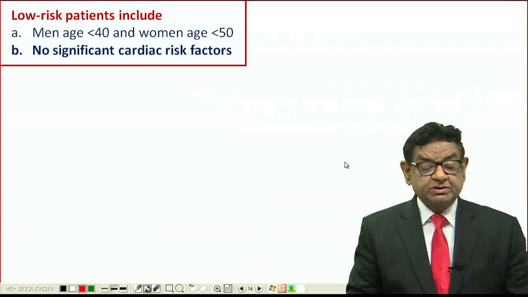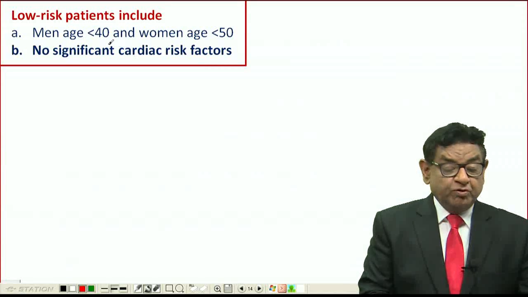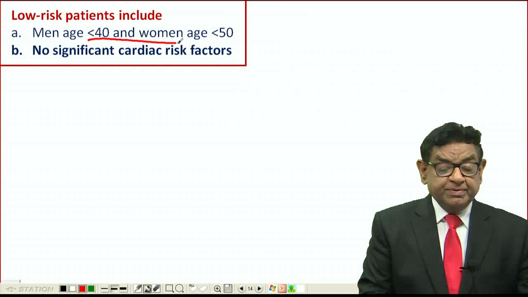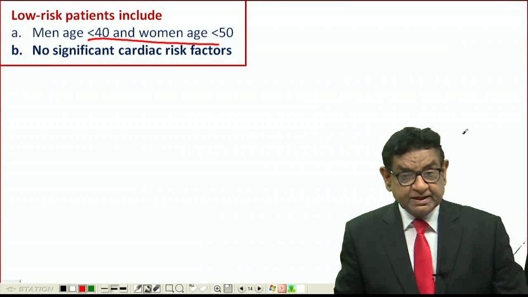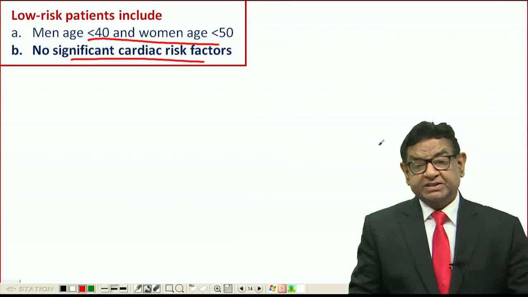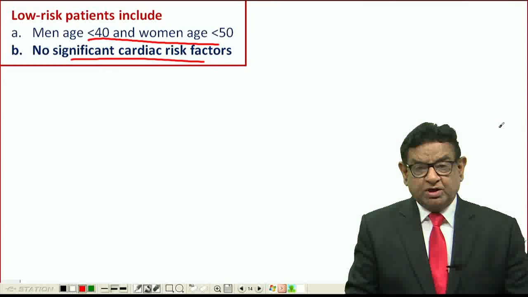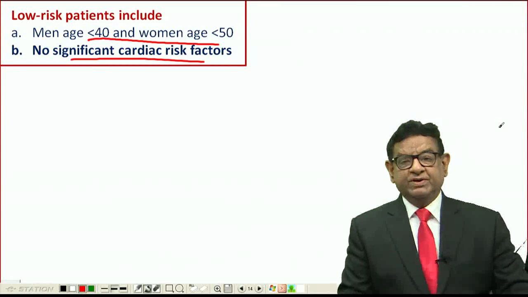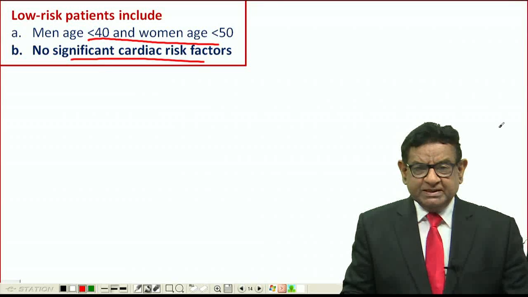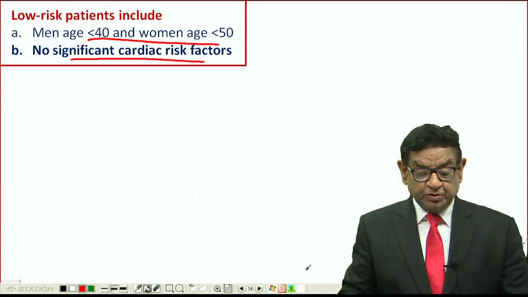Okay, now low risk patients include male patients below 40 years or women below 50 years. They constitute low risk, with no significant cardiac risk factor. That means a patient of 35 years comes, he's a non-smoker, non-diabetic, non-hypertensive, no lipid increase, but just comes with some non-specific chest pain. So we consider this a low risk patient.